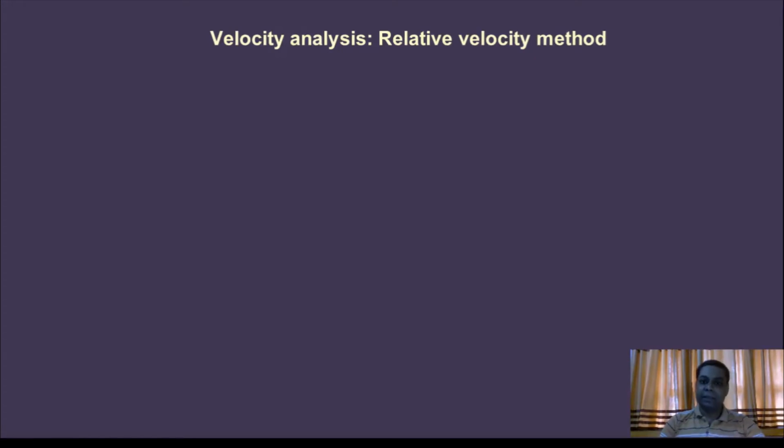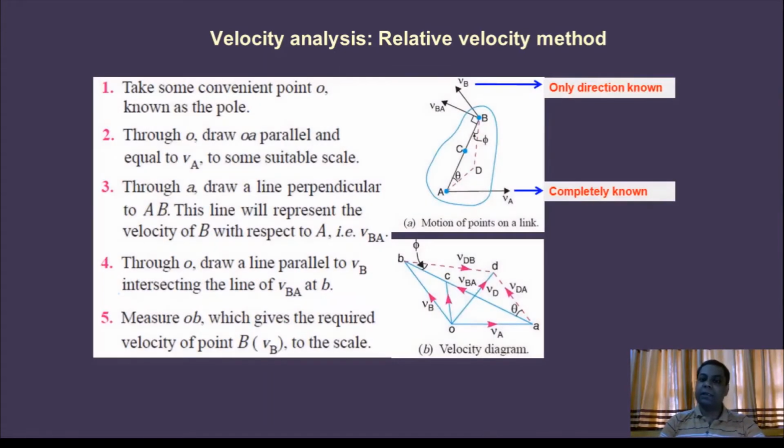The next thing is the velocity analysis in the relative velocity method. There are some particular steps. Number one, take some convenient point O, known as the pole, in the second diagram or velocity diagram, that is in figure B. Now through O, draw OA parallel and equal to VA, to some suitable scale.